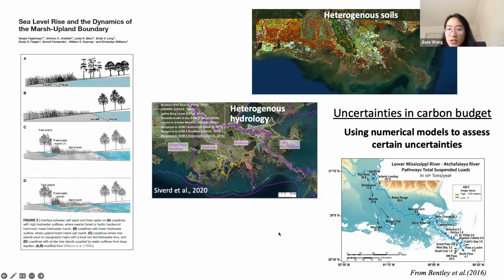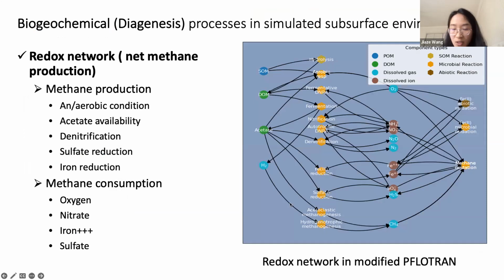So what I'm working on is trying to use numerical models to assess those uncertainties. I use a modified model called PFLOTRAN. The model was developed by a group of people at DOE, but it's a very nice model because it has all different redox network reactions. And the coastal area is not like river or ocean; it is a very complex redox environment. It has nitrogen, sulfur, iron, and also carbon related reactions. So when talking about the carbon cycle or carbon budget in a coastal environment, you have to consider all of those redox networks. That is why I built very complex reactions in the model framework.